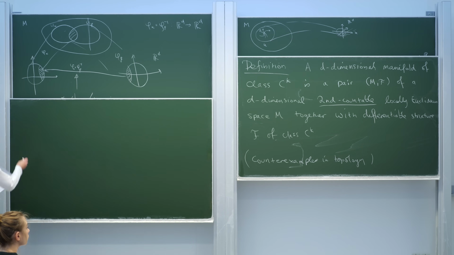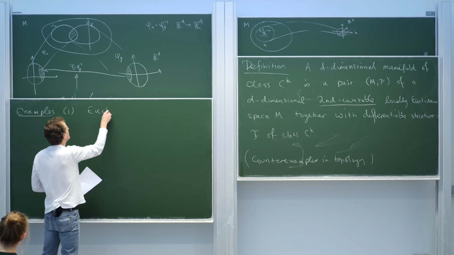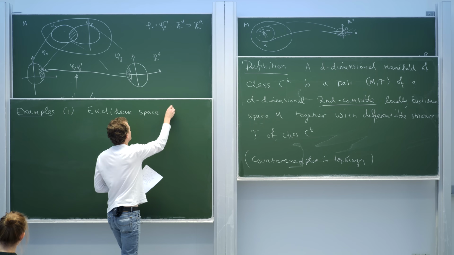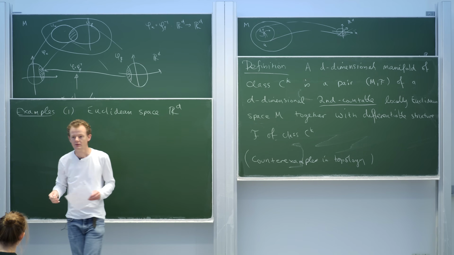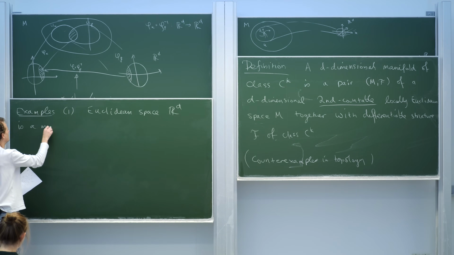Now we can get to our examples. So as I said, is it a good definition? Is it a bad definition? Well, it at least better capture that one example that we started off with, namely Euclidean space. Well, it is a manifold.